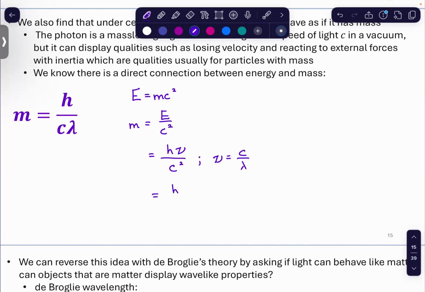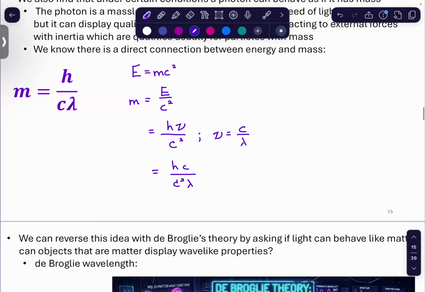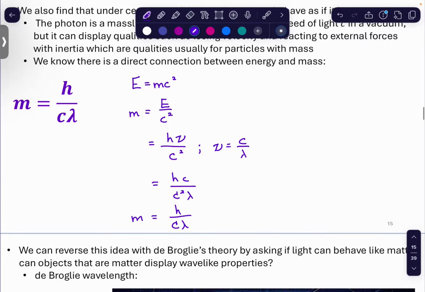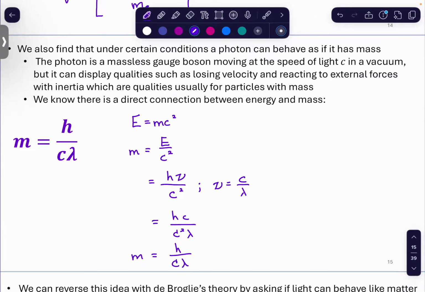So that's going to be h times c over c squared times lambda. The two c's are going to cancel out, and so we end up with mass equals h over c lambda. So we can actually get a number for the mass of a photon, which is still, in essence, a massless gauge boson. A lot of this is very weird when you first start, but you really start working on understanding this dual nature of matter. So you have both the particle and the wave nature.